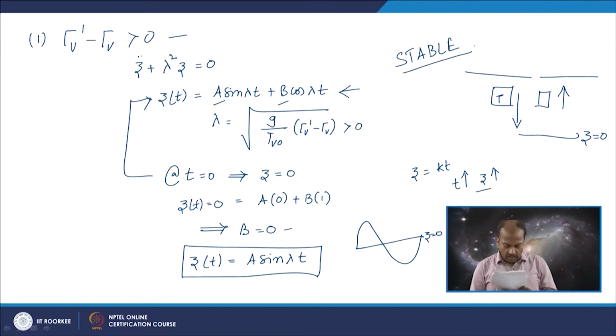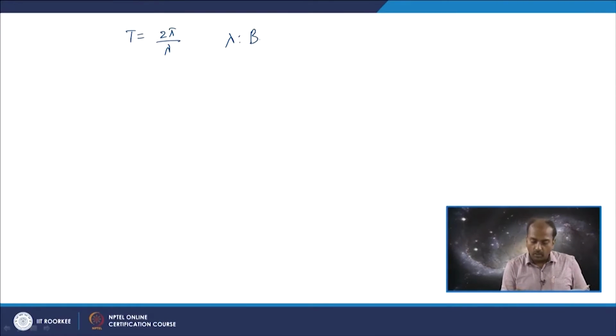So, we can calculate the time period of these oscillations. Simply, T is equal to 2 pi by lambda, where lambda is a very important parameter. Lambda is called the Vaisala frequency. This is a characteristic frequency of an atmosphere under a particular condition.